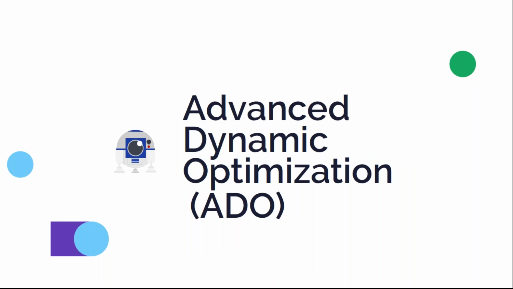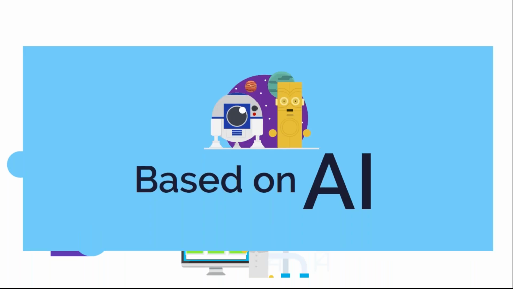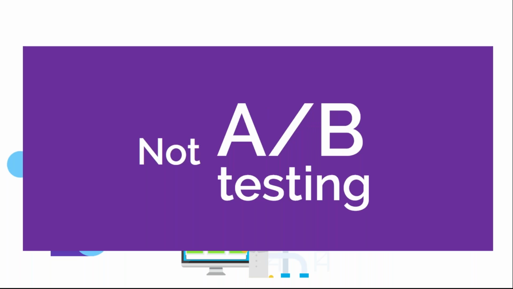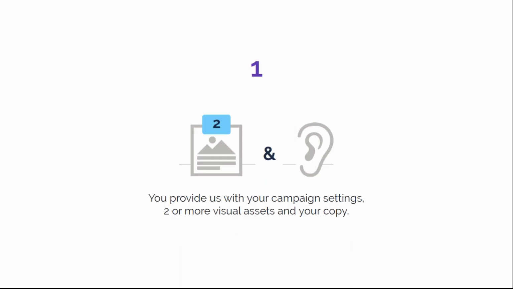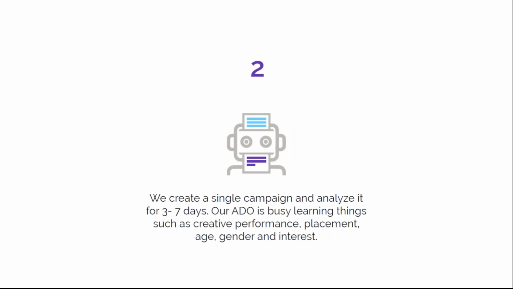The method that we use is called advanced dynamic optimization. Now, it's important to highlight that this method works based on AI instead of A/B testing. The process itself is pretty straightforward, and it would be pretty much the same as if you were creating a campaign directly on Facebook or Google. First of all, you provide us with your campaign settings, two or more visual assets, and your copies. Then we will create a single campaign that will be analyzed for 3 to 7 days, depending on the objective you chose, and this step will be known as the training stage.